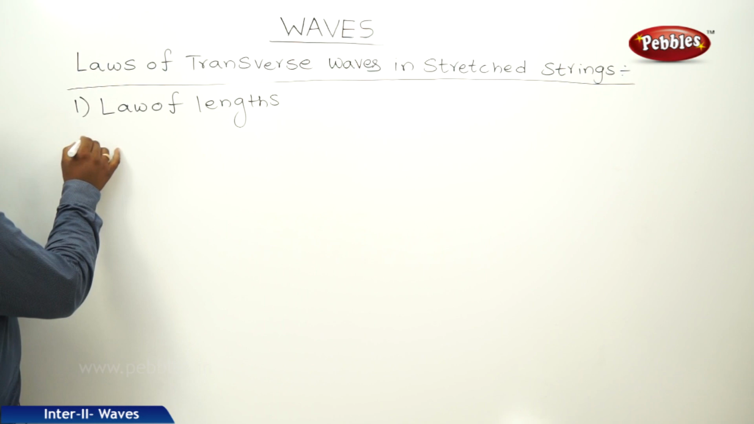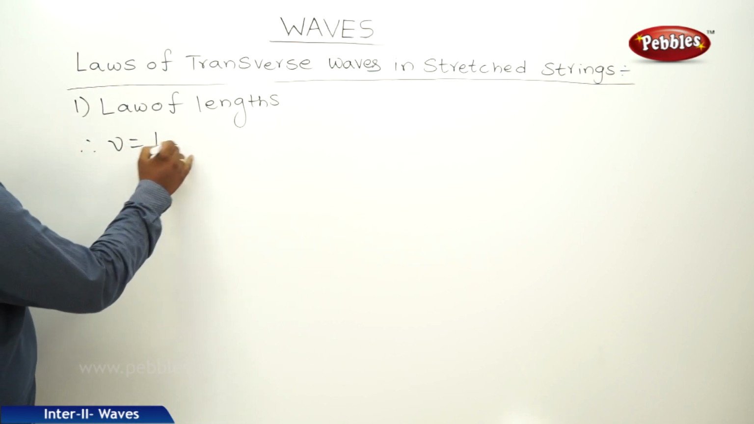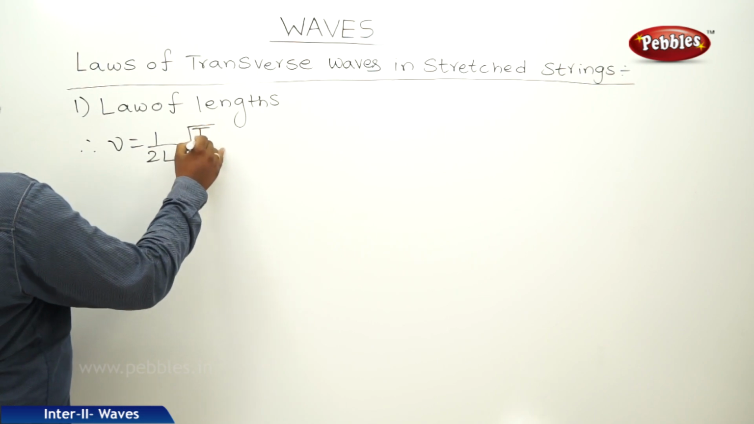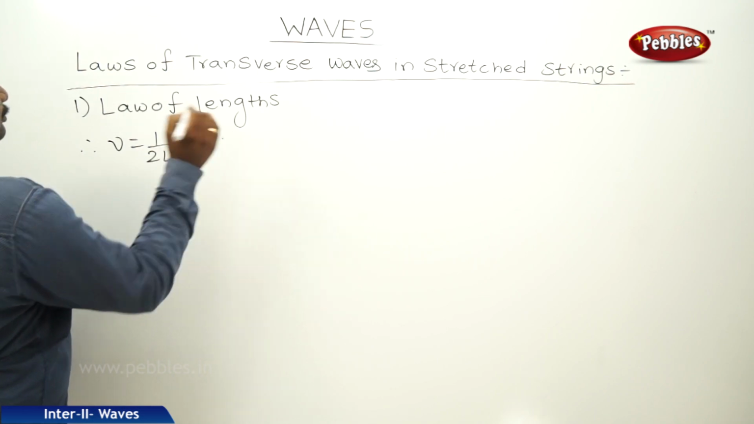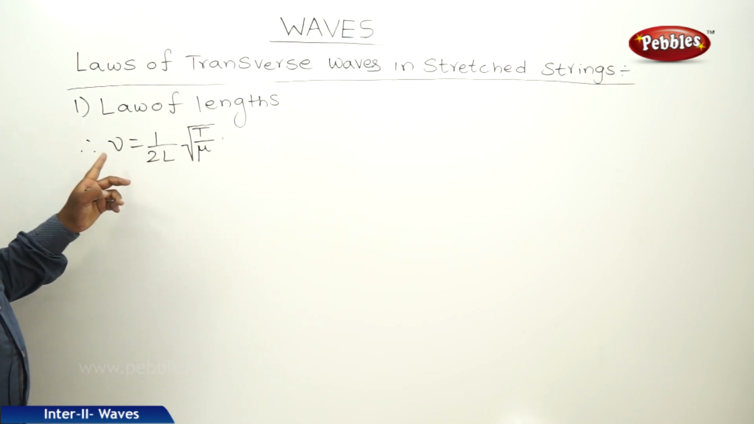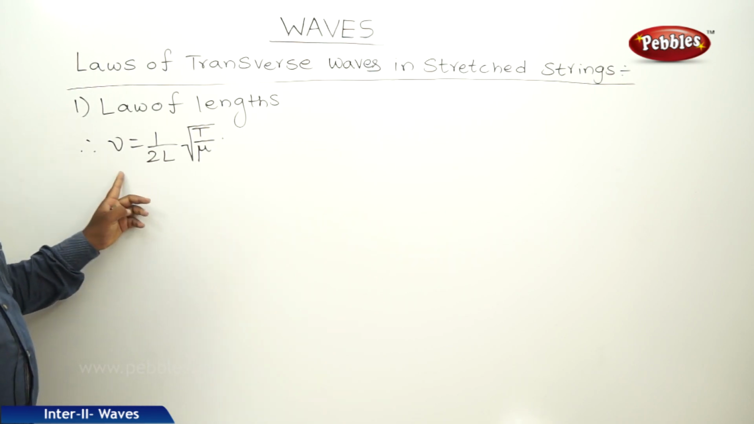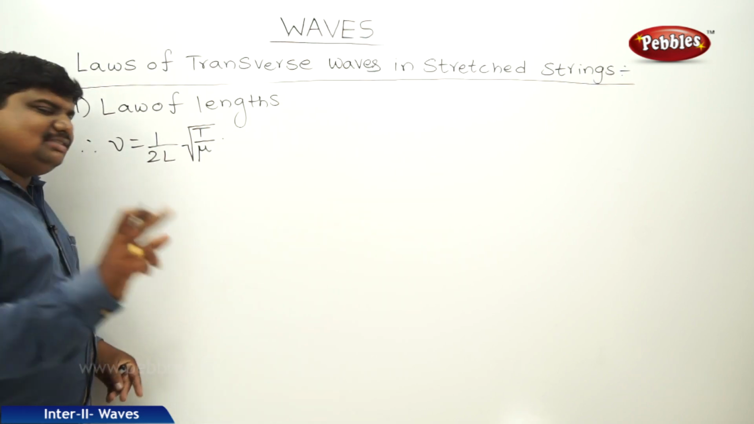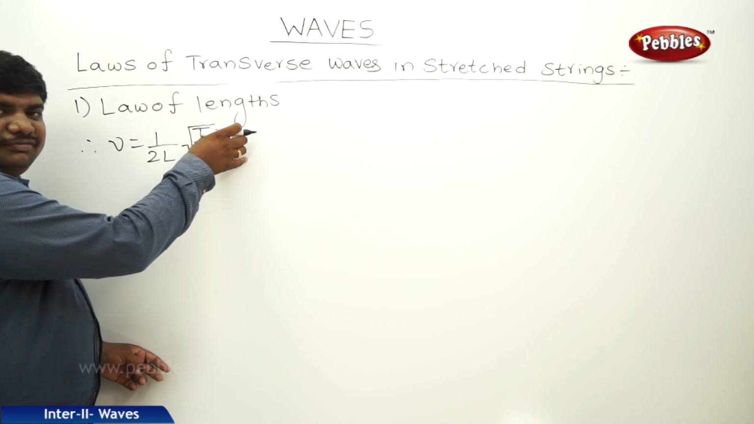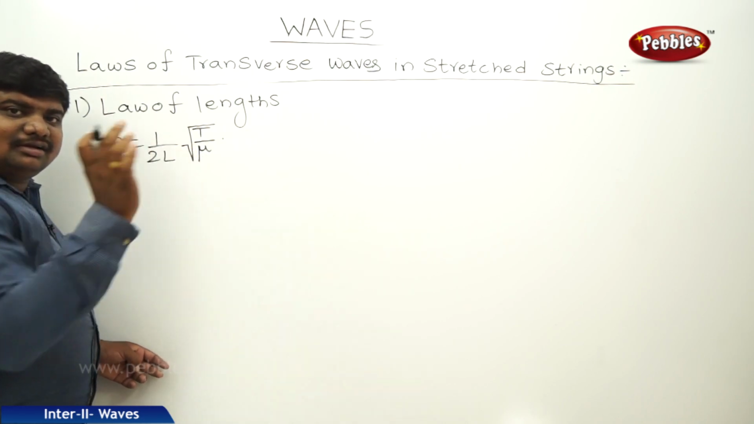If you write the equation, nu is equal to 1/2L into square root of T by mu. The fundamental frequency of a transverse wave in a stretched string is inversely proportional to the length of the string where tensional force and linear mass density are constants.